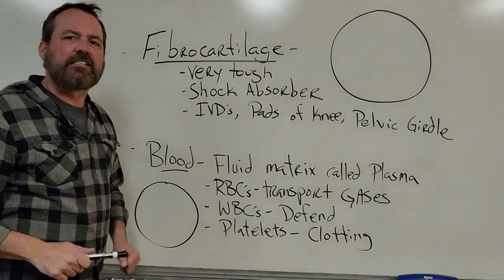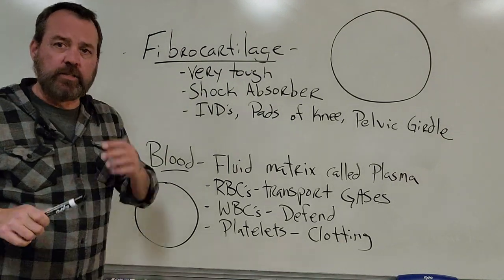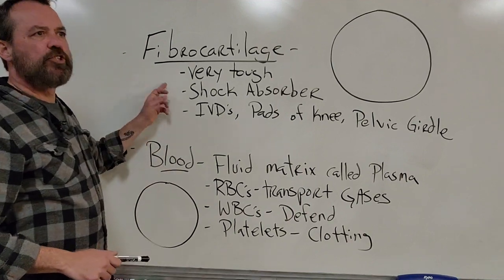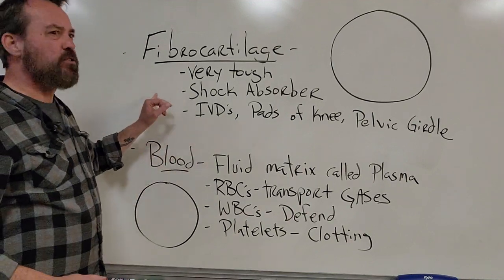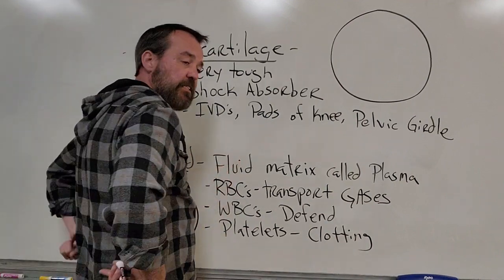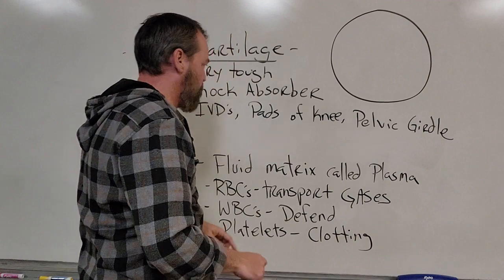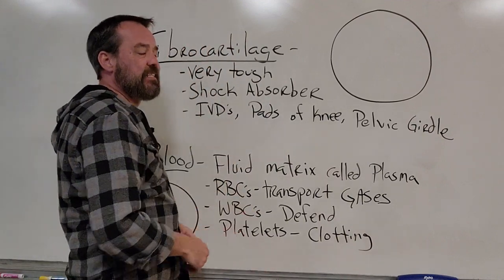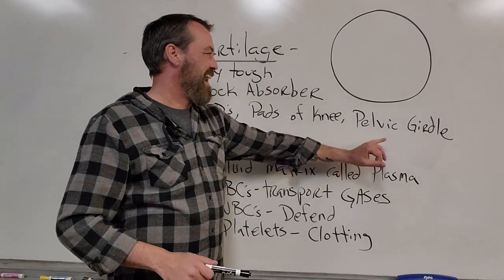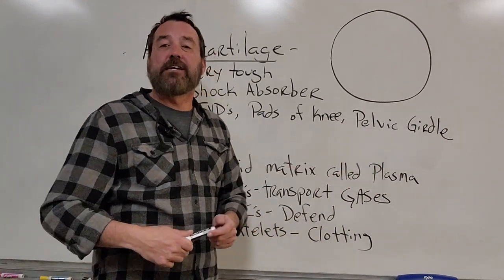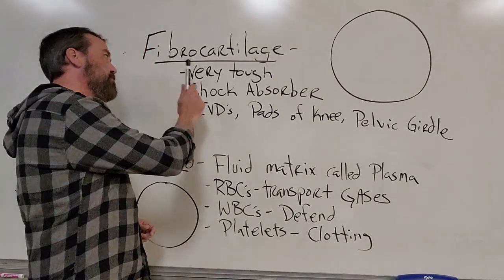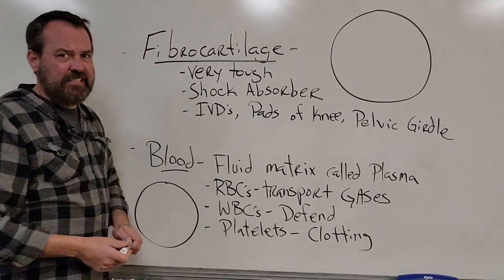All right, our last type of cartilage to distinguish is fibrocartilage. So fibrocartilage, super tough, very strong. We use it as a shock absorber. We find it in things like our intervertebral discs, or your disc between your vertebrae, in the pads of your knee that separate your tibia and your femur, and in our pelvic girdle. These are all weight-bearing joints. And so for all the weight-bearing joints that are going to take a little bit extra punishment, we're going to use fibrocartilage in there because it's nice and tough.